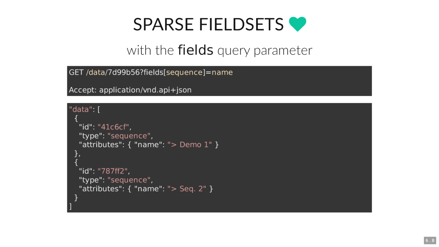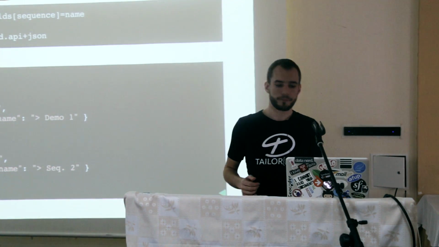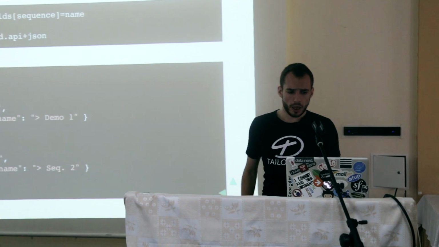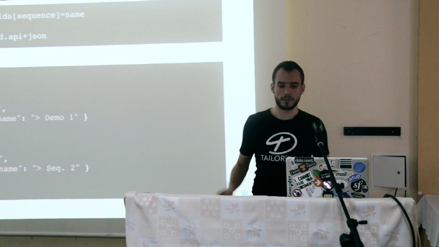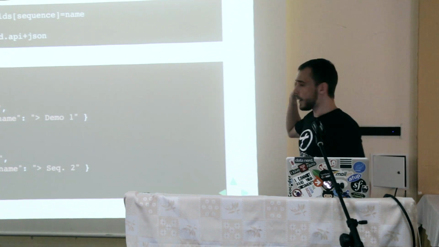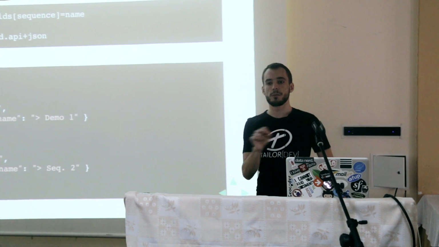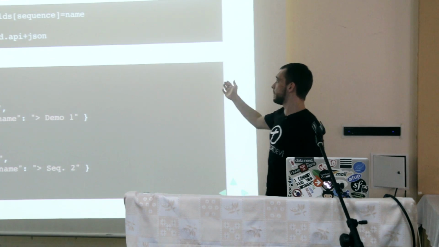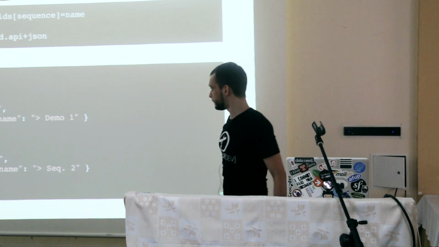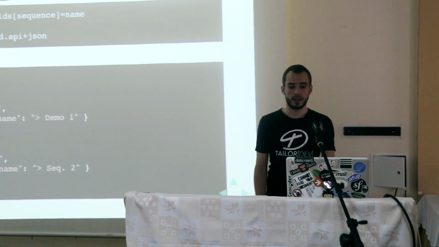But what's really cool with the JSON API is all the features we implemented, or at least we specified. The first one I really like is the sparse field set. So the sparse field set is basically you use the fields query parameter, and for any type, like the sequence type, you pass the attributes you want to get, and only the attributes you want to get in the response. So in this example, I only want the name of the sequence, and then I get my set of sequence objects with only the name attributes.